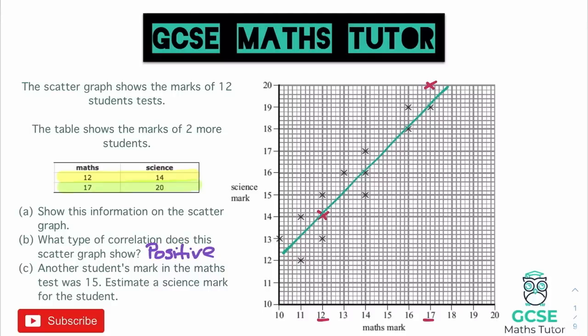I've not got much space there, so I'm not going to write it in. But had it not said the word correlation, we'd have to make sure we write that in. So there's another key little point there. You don't want to be missing a mark for not writing that word. As it does say correlation, I'll just write the word positive. Now on to the last part.